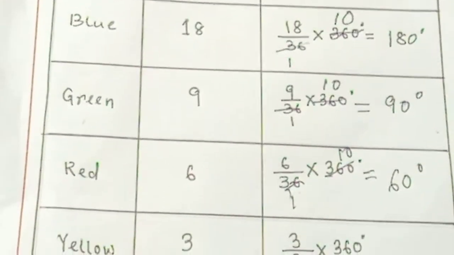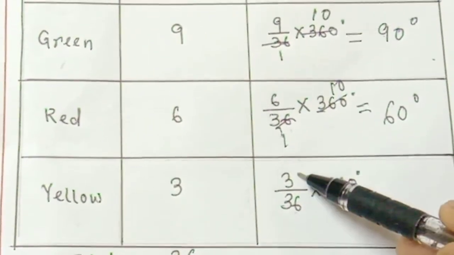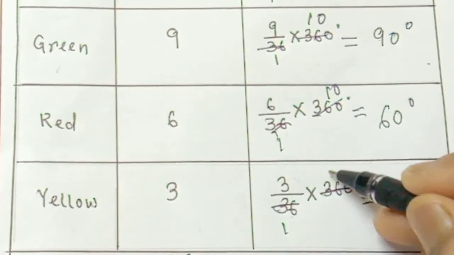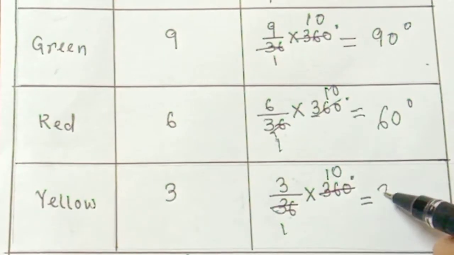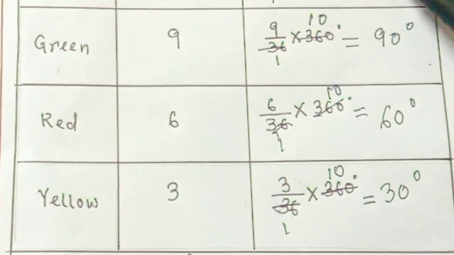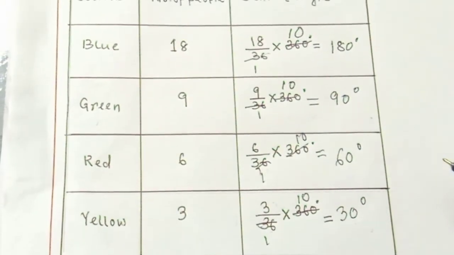And yellow color is preferred by 3 people. So out of 36, 3 into 360. Cancel it. 36 one ja 36, 36 ten ja 360, so 30 degrees. So for all the colors, we have got our central angle. Now we have to draw the pie chart.